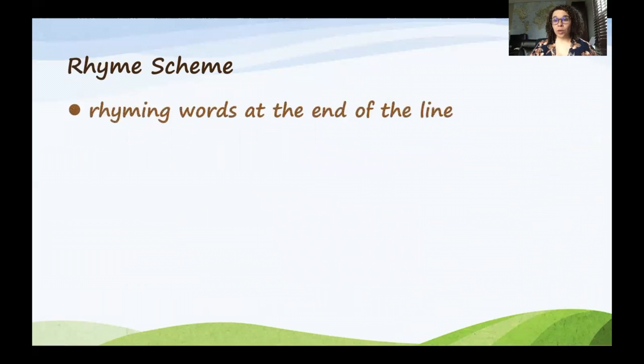The next thing is the rhyme scheme. These are the rhyming words at the end of the line. As long as they are pretty close to rhyming, then it is a rhyme. We have things called slant rhymes, which have the same vowel sound and might have a different consonant at the end. Those are considered rhymes still, but for our case, when we are writing our poetry, I want you to stick with absolute true rhymes like see, be, he, she, we, things like that.